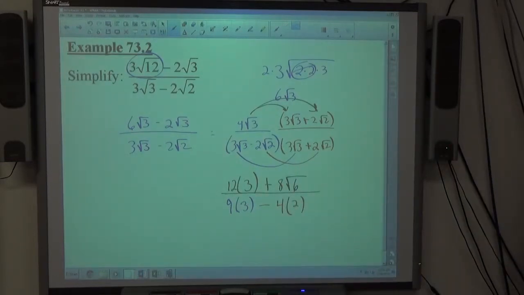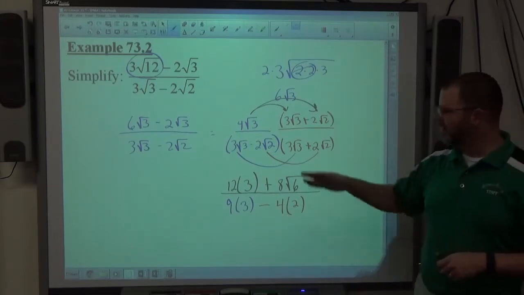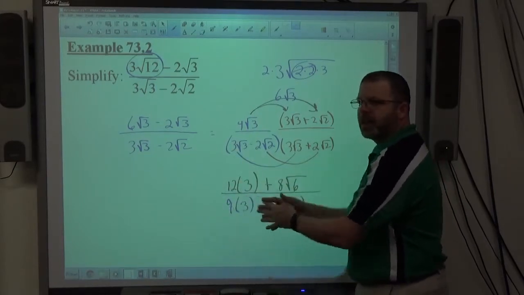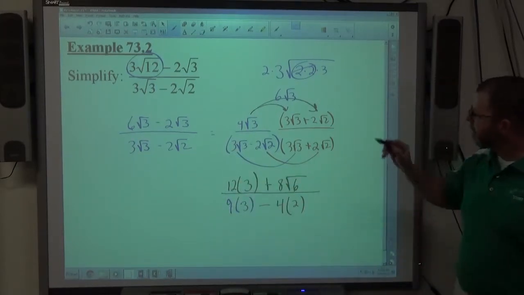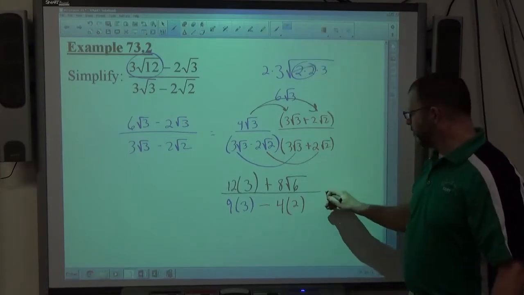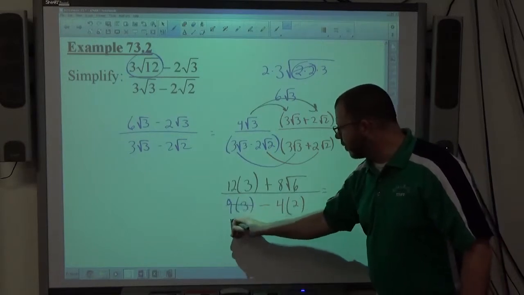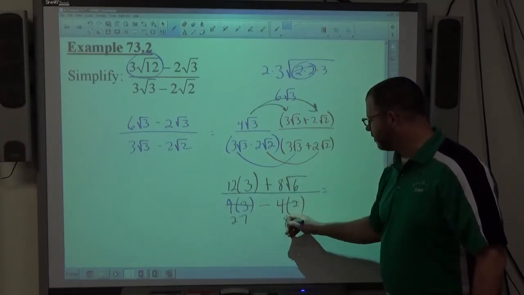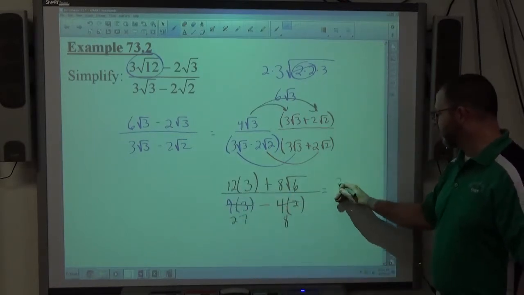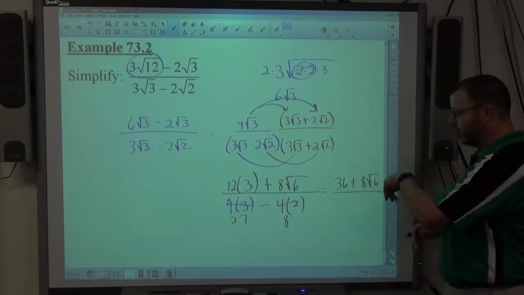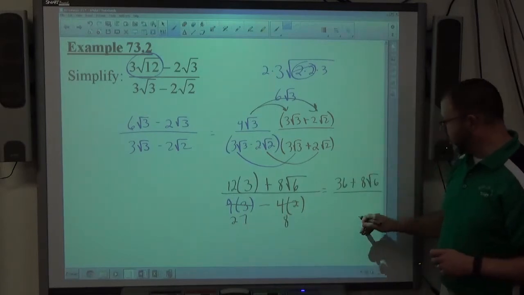Until you get comfortable enough to see 3 square root of 3 times itself is 27, just mentally, do it in pieces. 3 times 3 is 9, square root of 3 times square root of 3 is 3, 9 times 3 is 27. Okay. What's left to do then is to multiply, add, subtract, whatever we can do. So 9 times 3 is 27, 4 times 2 is 8, 12 times 3 is 36, plus 8 times the square root of 6. Cannot do anything to those two. 27 minus 8 is equal to 19.